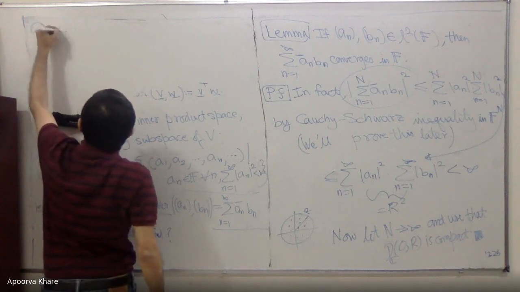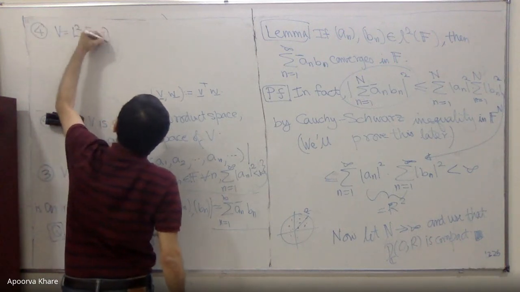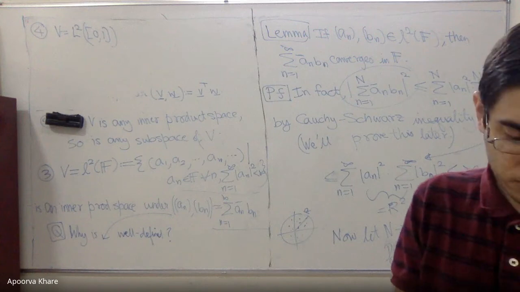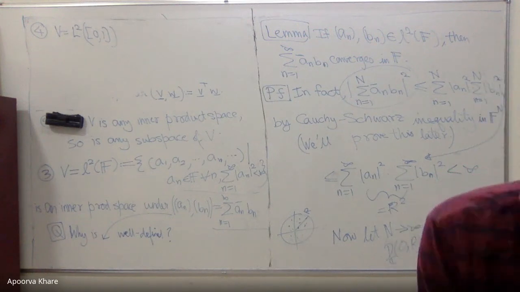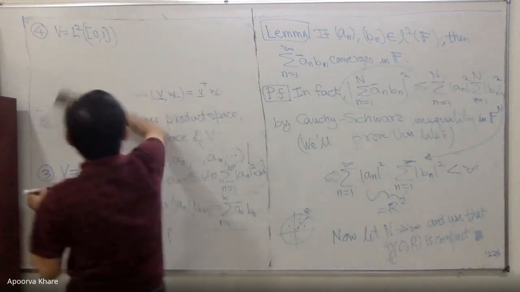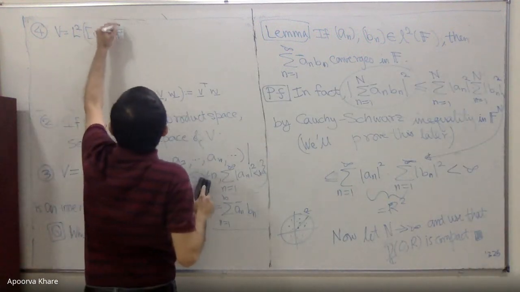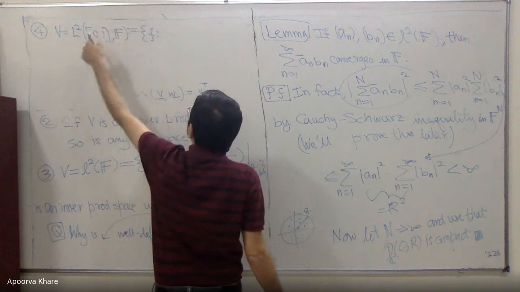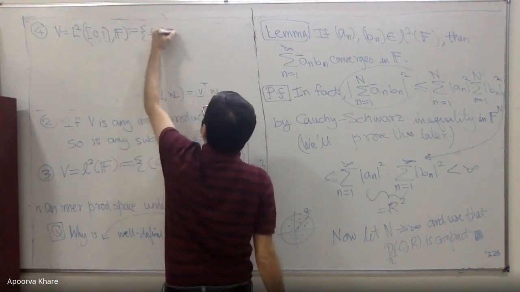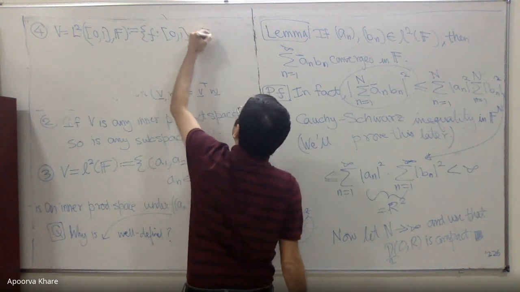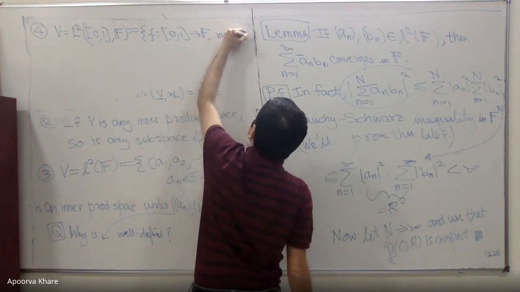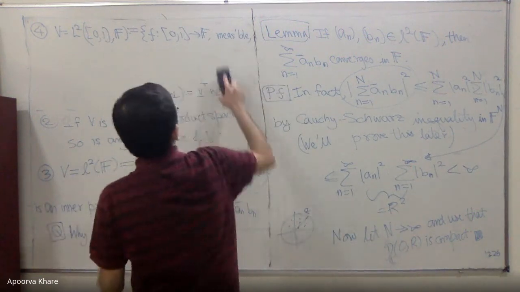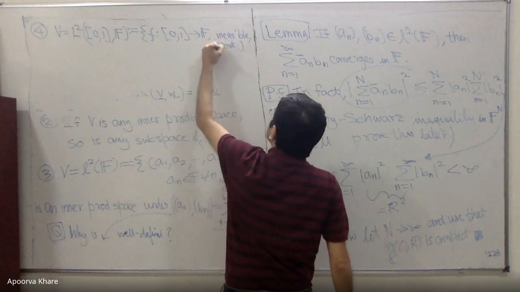Let's see. So V equals L2 of, let's say, [0, 1]. I believe it's a closed interval. Oh, and I must say F also, of course. And what is this? This is defined to be the set of all f from [0, 1] to F, which are something called measurable, but don't even worry about this. Some kind of nice function. You can think of them as continuous functions. Actually, let's just say continuous functions. If you really don't want to think of measurable, just think of continuous functions.